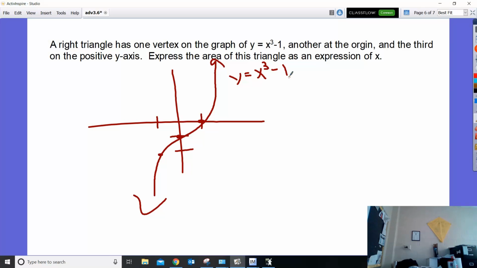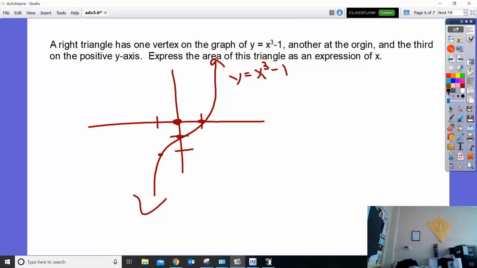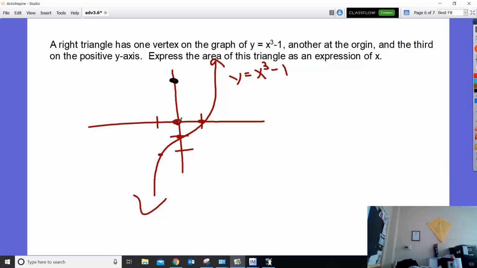Notice I even wrote the equation on the graph because I'm going to look at the graph at some point in my life to figure out what y is. All right, so the triangle has one vertex on the graph, another at the origin. I'm going to start with that vertex at the origin. A third on the positive y-axis, so that would be up here somewhere. And that means that the third vertex, the first one I actually talked about, is somewhere here.